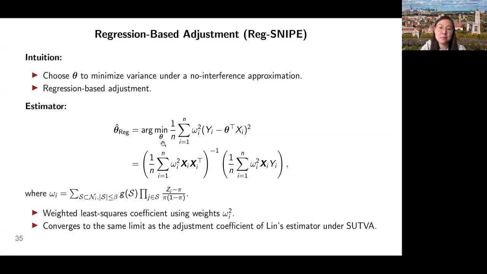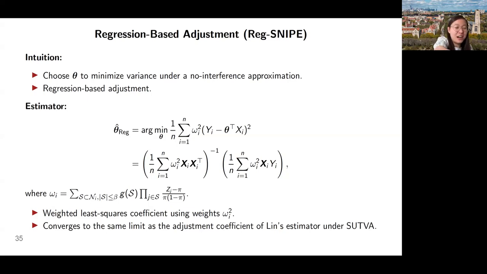So how do we do that? We just pick a zeta that minimizes this weighted least square, the weighted sum of squares. This gives us the weighted least square coefficient. We really just minimize the sum of omega i squared times yi minus zeta transpose xi squared. So this is really just like running a regression, but taking into account that omega i might be different across index i. And we can show that this has a pretty nice property: it converges to the same limit as the classical results, the adjustment coefficient of Lin's estimator when there is no interference. So everything seems pretty nice if we pick the theta when there's no interference, and it's guaranteed to not hurt.